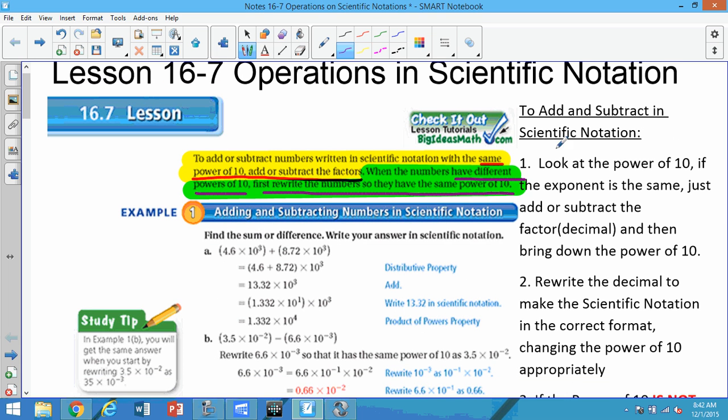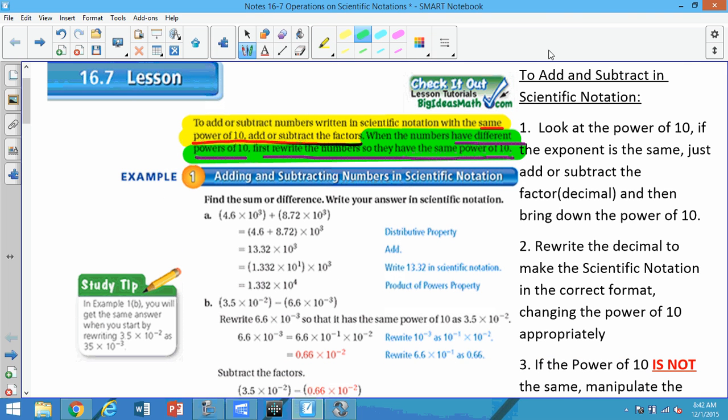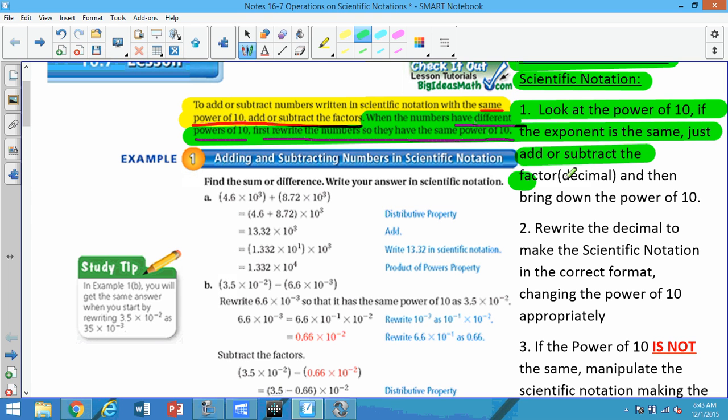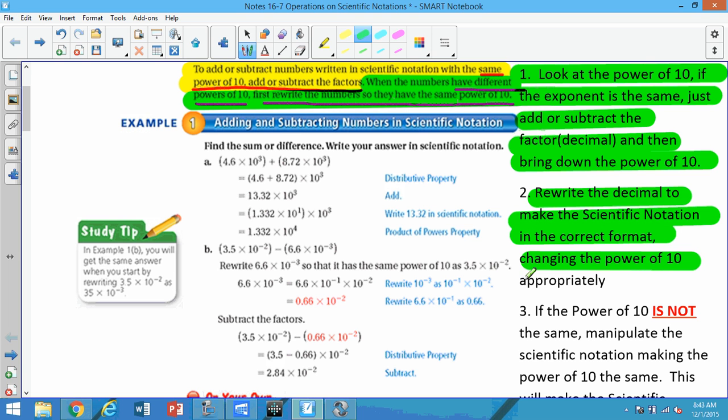So what I did at the right here, I wrote down some steps of things you need to do when doing this. I would suggest that you write this down in your notebook. To add and subtract in scientific notation, the first thing you're going to do is look at the power of 10. If the exponent is the same, you're just going to add or subtract the factor, the decimal, and then bring down that power of 10. Then you're going to rewrite that decimal to make the scientific notation in the correct format, changing the power of 10 appropriately.